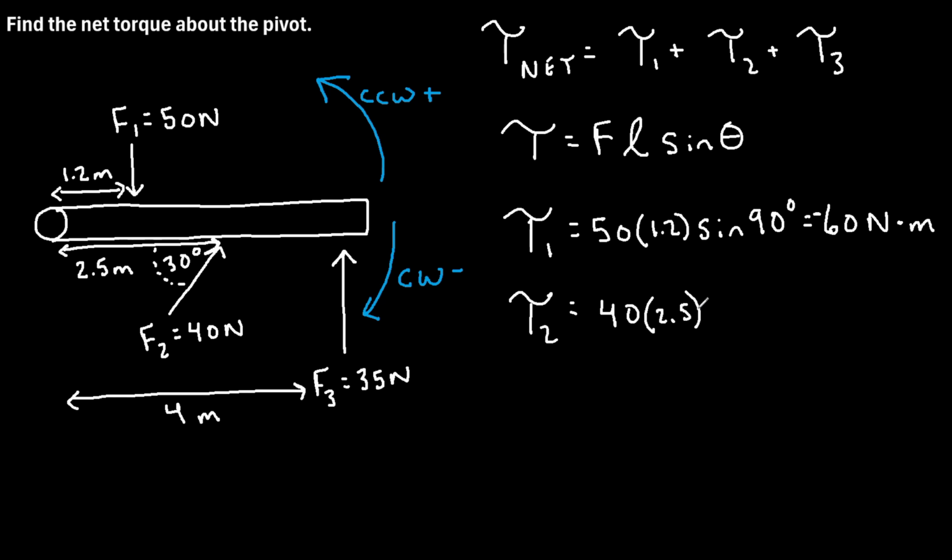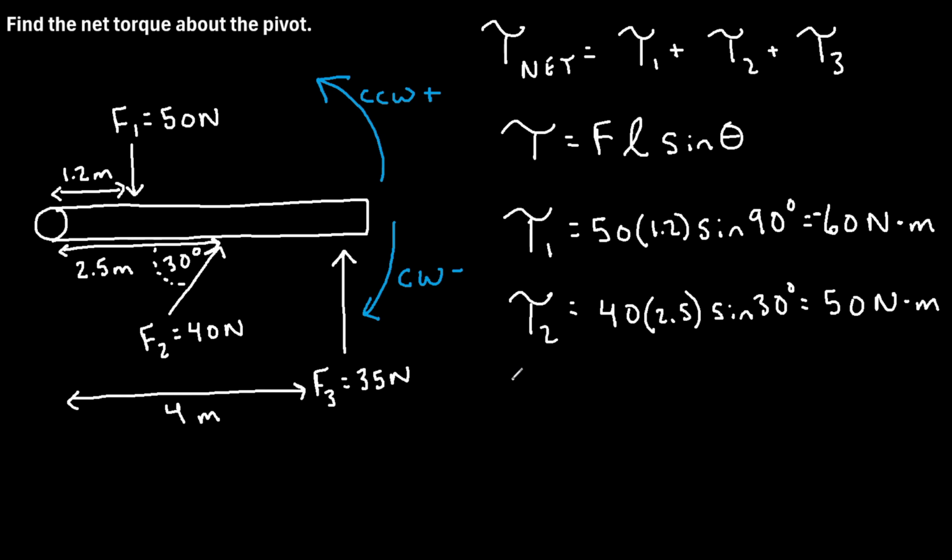And then we'll multiply it by the sine of the angle that it's being applied at. So we're told that the angle between the force and the beam is 30 degrees. So we multiply it by the sine of 30 degrees. Now, the sine of 30 degrees turns out to be 1/2. So what we get is 1/2 times 40, that's 20. And 20 times 2.5 turns out to be 50. And again, we'll say Newton meters. Now, this force is being applied in a counterclockwise direction, so we'll keep it as a positive value.